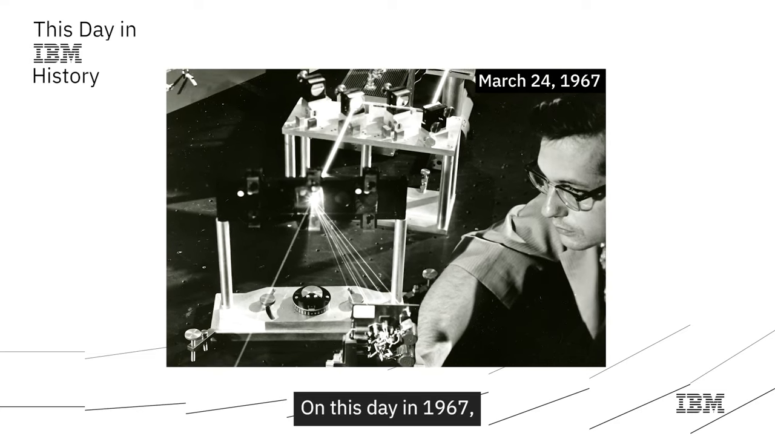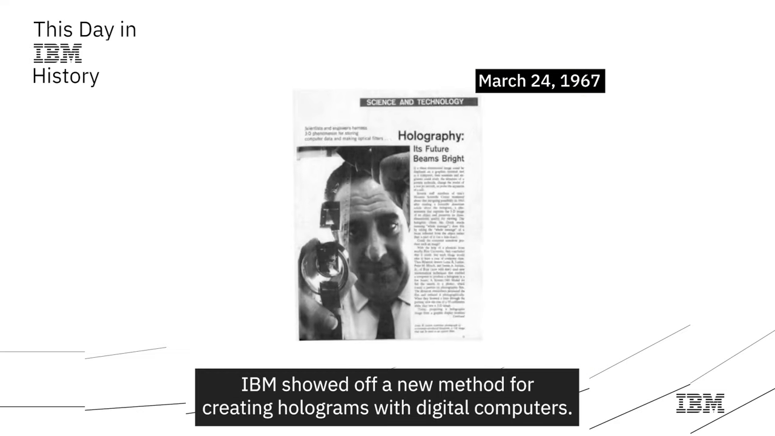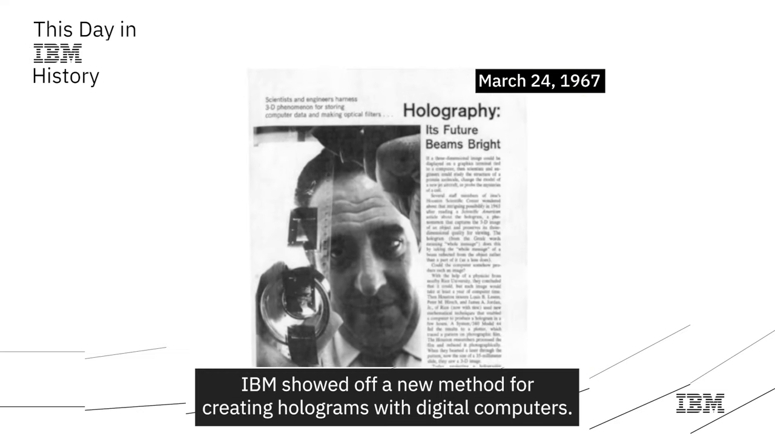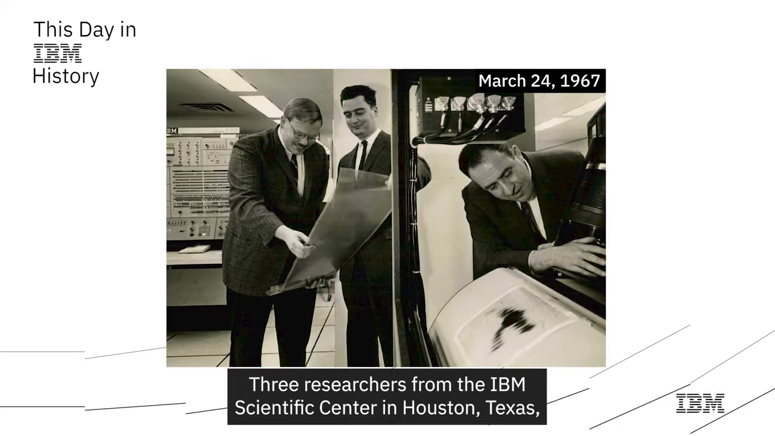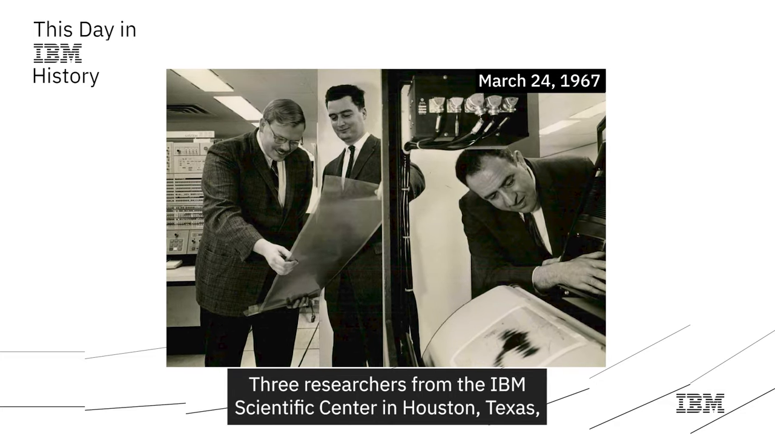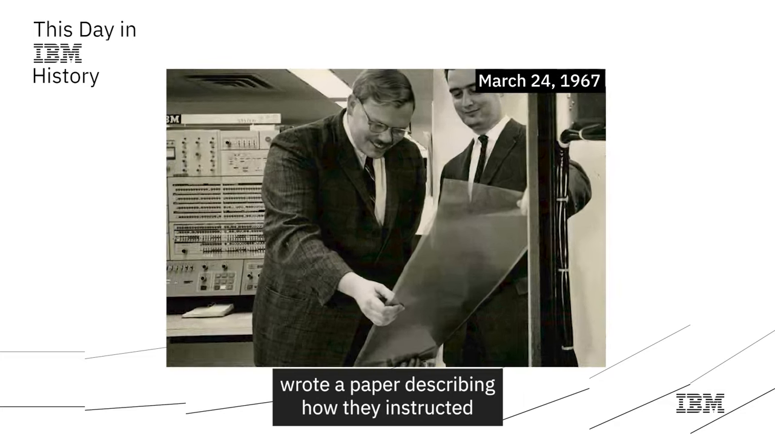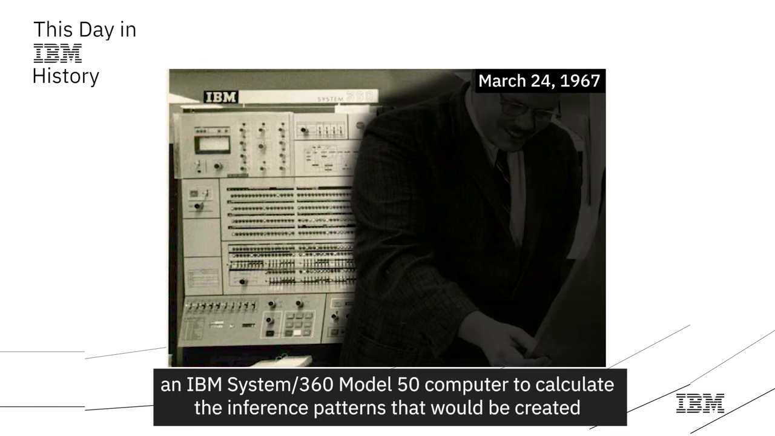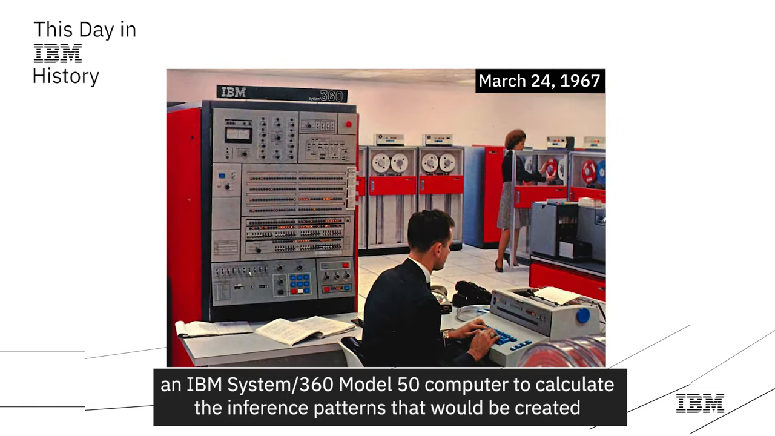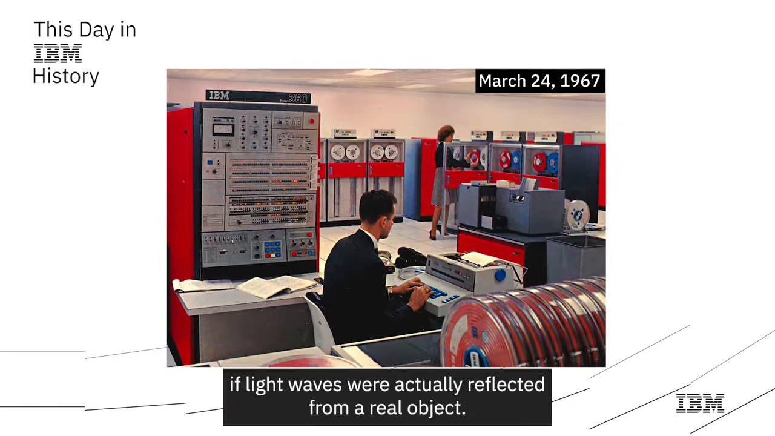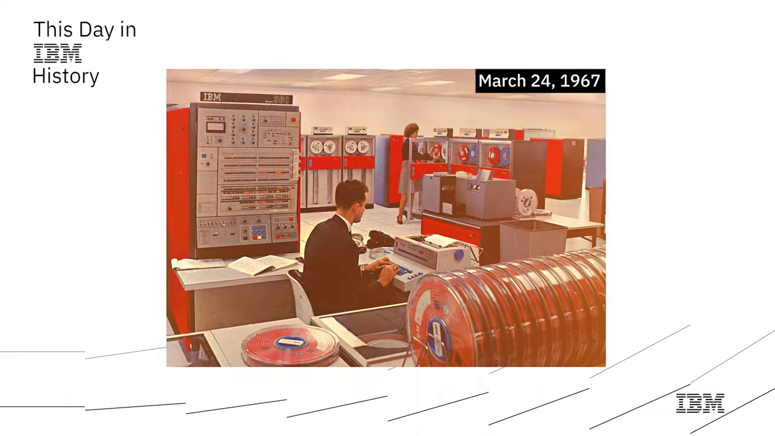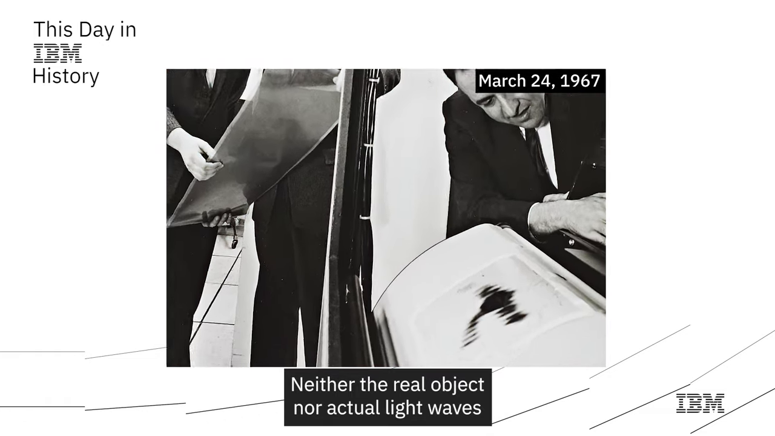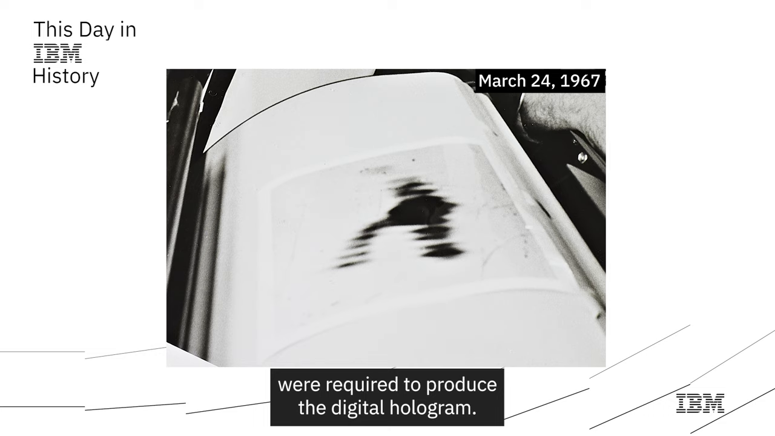On this day in 1967, IBM showed off a new method for creating holograms with digital computers. Three researchers from the IBM Scientific Center in Houston, Texas, wrote a paper describing how they instructed an IBM System 360 Model 50 computer to calculate the interference patterns that would be created if light waves were actually reflected from a real object. Neither the real object nor actual light waves were required to produce the digital hologram.